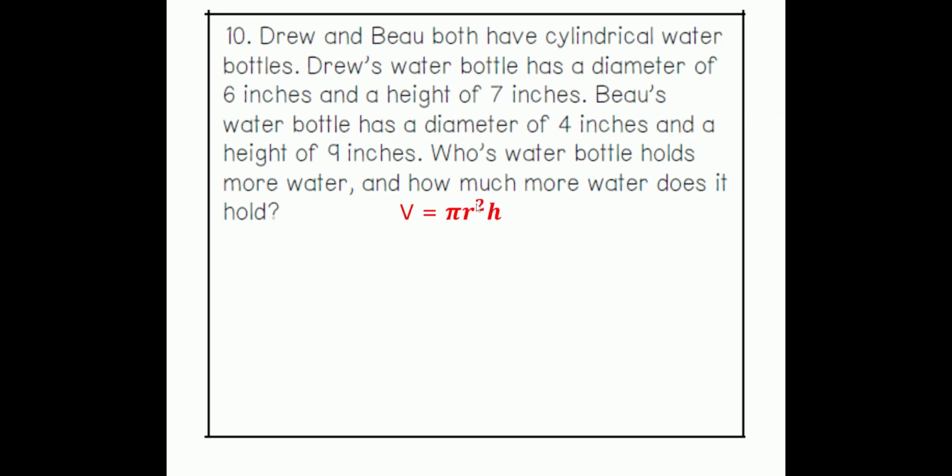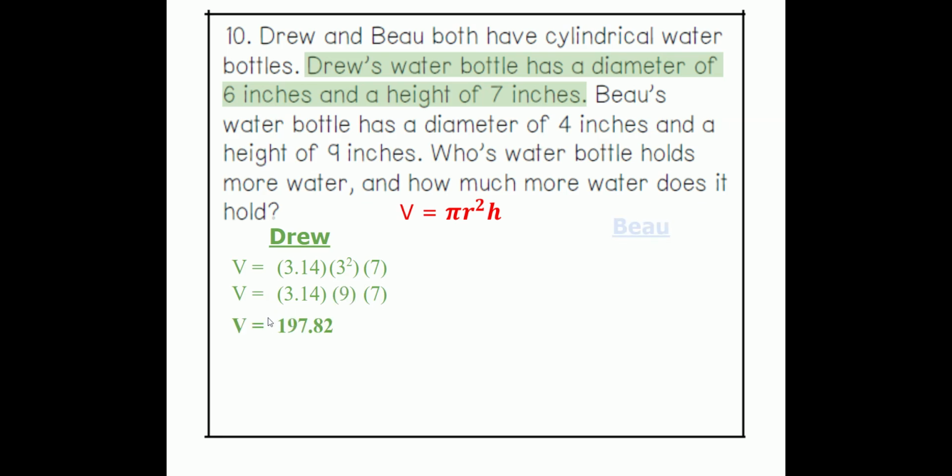So we need our volume of a cylinder formula. Drew's water bottle has a diameter of 6 inches and a height of 7 inches. So let's fill it out. Volume equals pi times radius squared. Remember, if the diameter is 6, then our radius is going to be 3. And a height of 7 inches means H is going to be 7. We're going to multiply that out, and we get roughly 197.82.